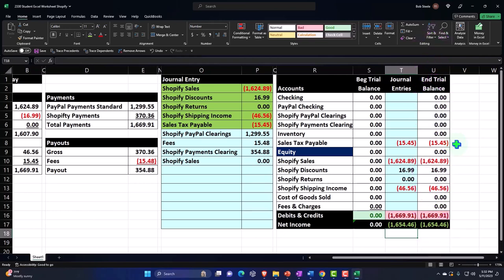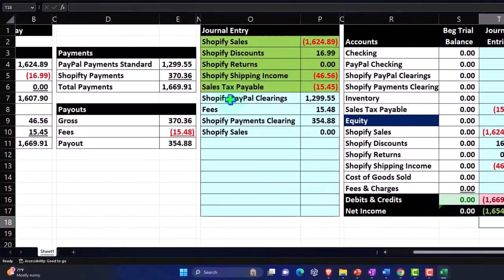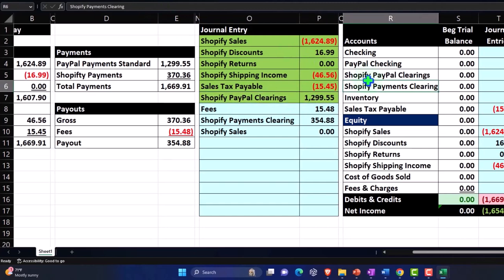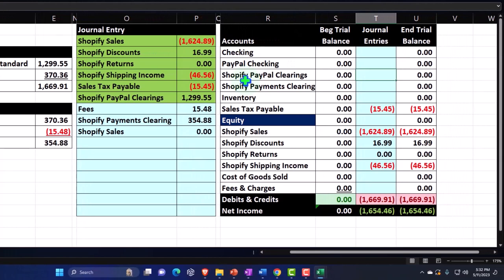Notice that we can't really track the sales tax as nicely as we would like to within the QuickBooks system, because we're not using the sales receipts in invoice forms. So we have to come up with a way to deal with the sales tax. Okay, so then we've got the Shopify clearing account. So this is the amount that's going to go into the checking account, but what about the fees?